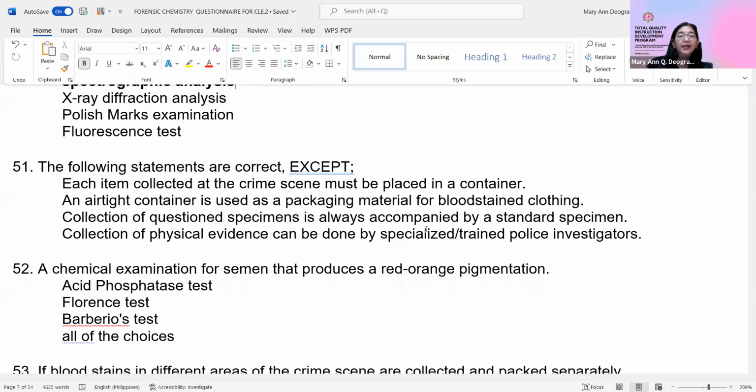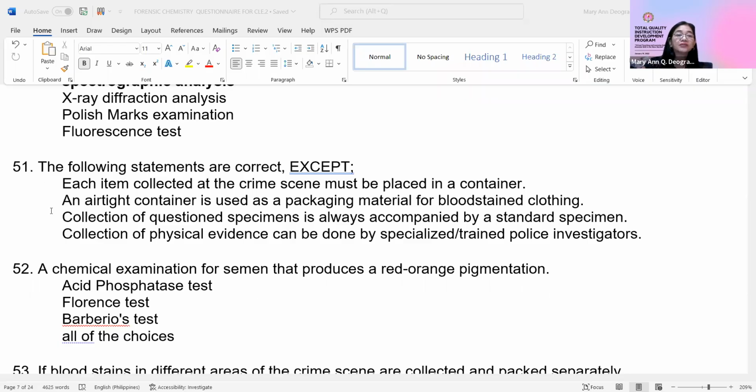Alin dyan yung hindi tama? Okay, let us see your answers. Letter B, no? So for blood-stained clothing, ang ating container kasi is what? A paper bag. Hindi natin siya pwedeng ilagay sa airtight container kasi makukulob yan. So pag nakulob, eventually, the different components of the blood will be destroyed. So yung letter B natin ang incorrect dito.